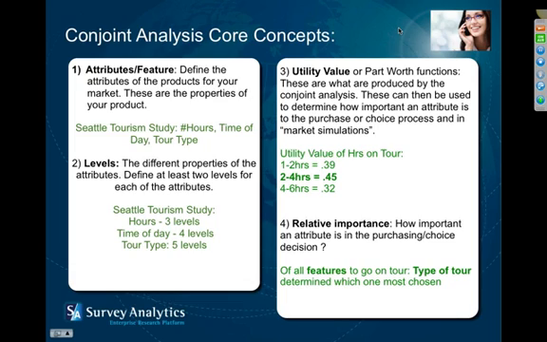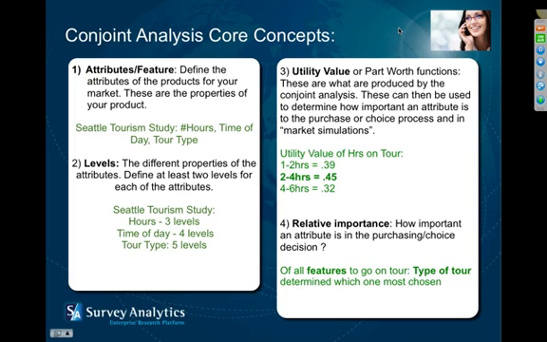The number two thing that you want to learn about conjoint analysis and core concepts are the levels. What are the different properties of these attributes or features? So you want to define at least 2 levels for each of the attributes.